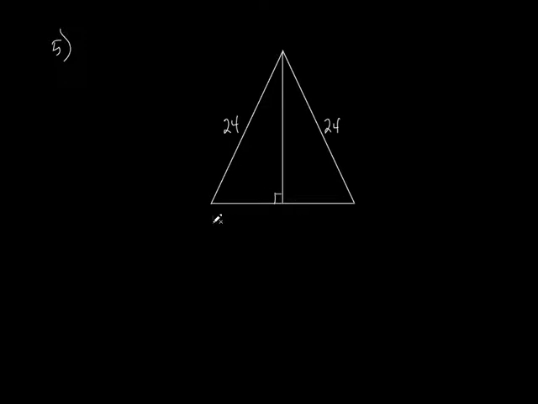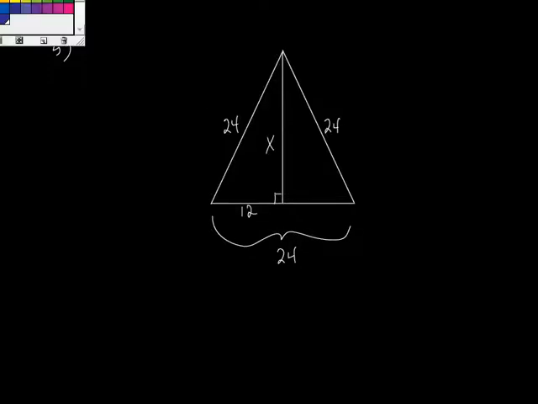So watch, if the whole distance, ooh, that was a little sloppy. If that whole thing is 24, is that right? Yeah, so it's an equilateral triangle. That's 24. What's this little bit right here? That's going to be 12, okay? And what are we trying to find? We're trying to find this right here. We're trying to find x.